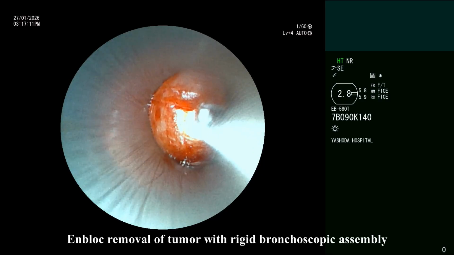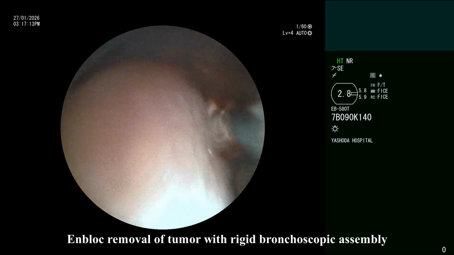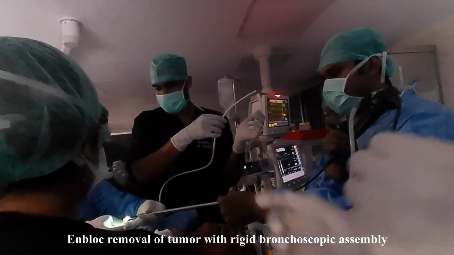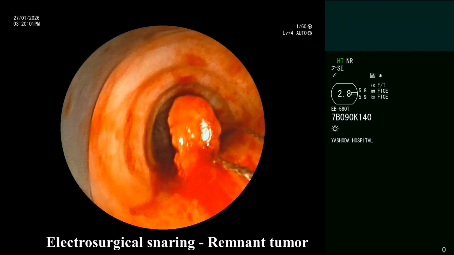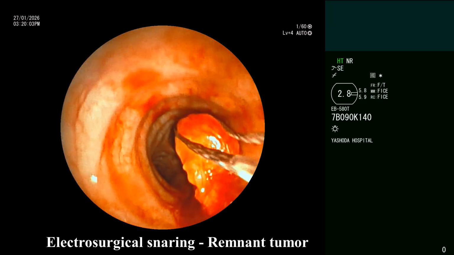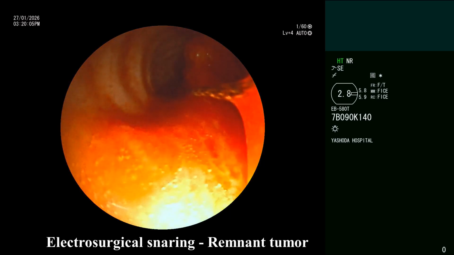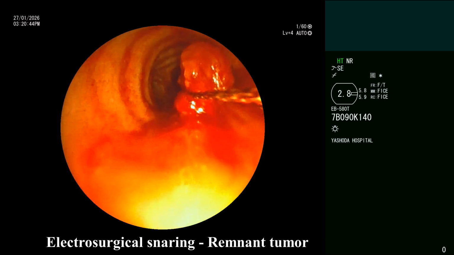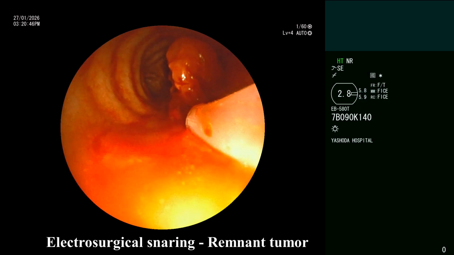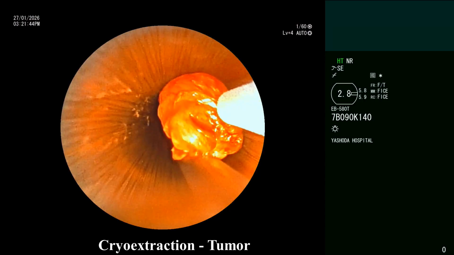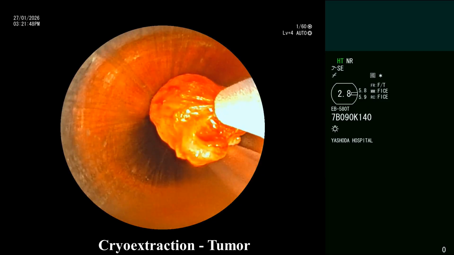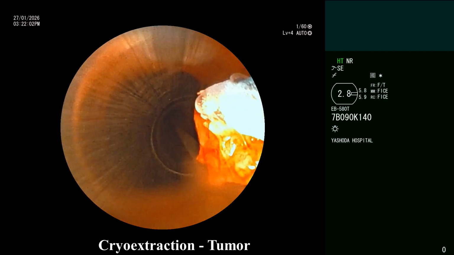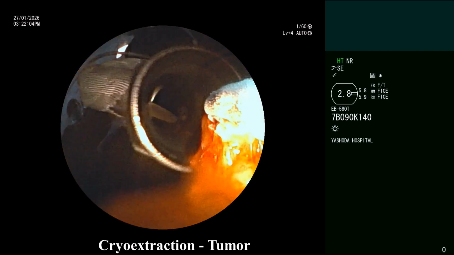In this case, we were successful enough to retrieve the portion of the tumor en bloc with the help of the cryo extraction along with the rigid bronchoscope. Now we are passing the bronchoscope and we can see a residual portion of the tumor that is present in the airway. Now a re-snaring of this tumor is done with the help of an electrosurgical snare, and once the base of the tumor is snared, now a cryo probe is passed and a cryo extraction of the residual tumor is being performed. Now you can see that we have attained a near complete recanalization of the airway.